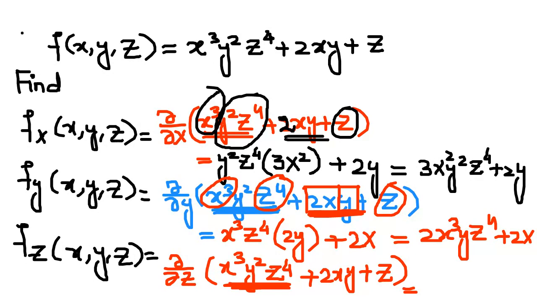Anybody? I think it takes time for the typing, so that's why I wait. Yes, they are typing. X and Y are constant. It means x power 3, y square, z power 4 is a constant.